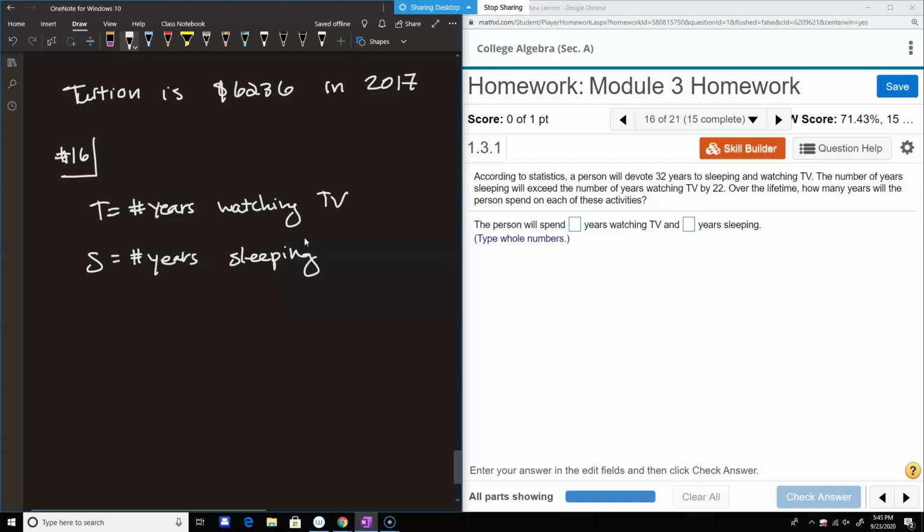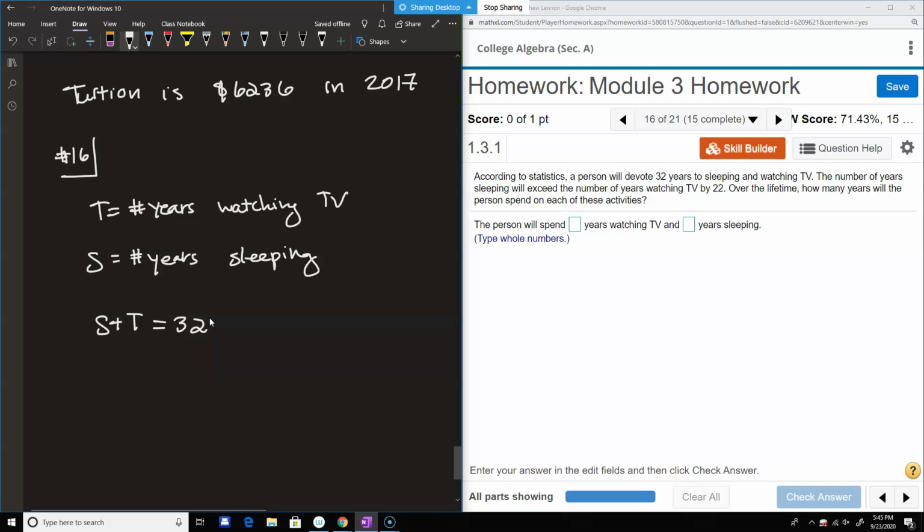So then we'll read the problem, and the thing when you're reading these word problems is I always go to what they're asking for to figure out the variables. That's why, at the end it says how much will they spend on sleeping and how much will they spend on watching TV. That's how we constructed the variables. Then I try and go through a sentence at a time and see if I can write down an equation. So, according to statistics, a person will devote 32 years to sleeping and watching TV. Well, that's an equation. If you add the two together, you get 32. So we know S plus T is equal to 32.